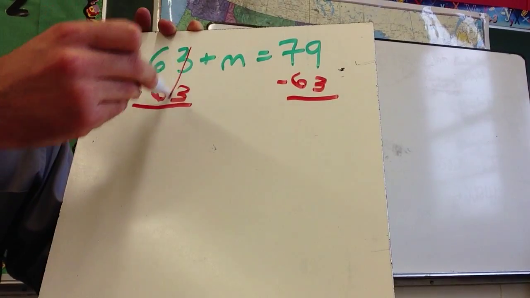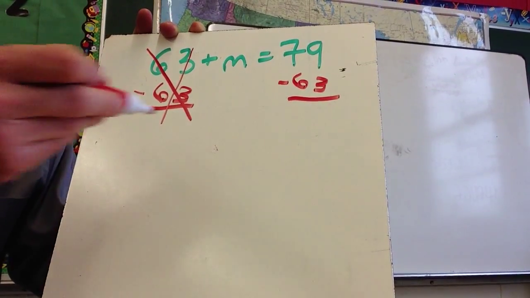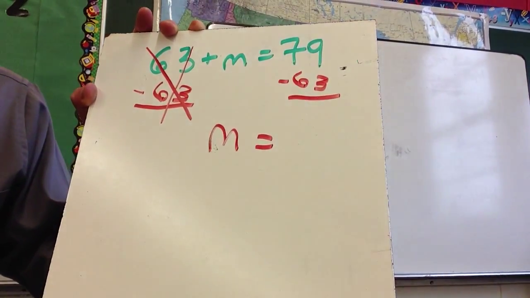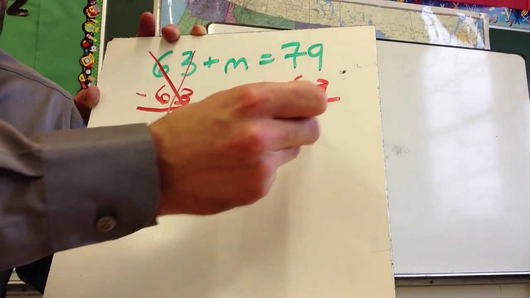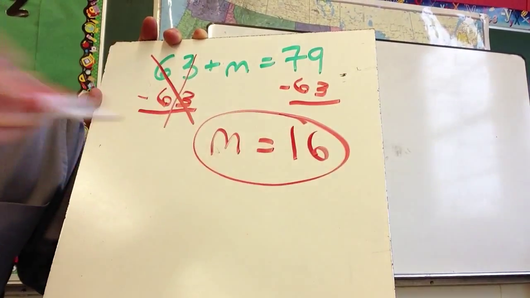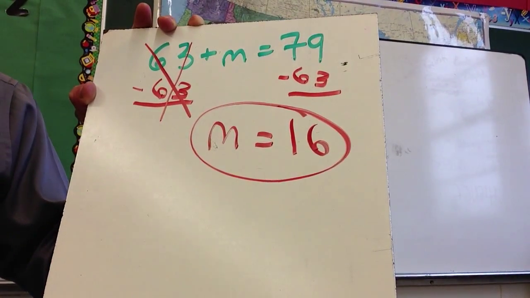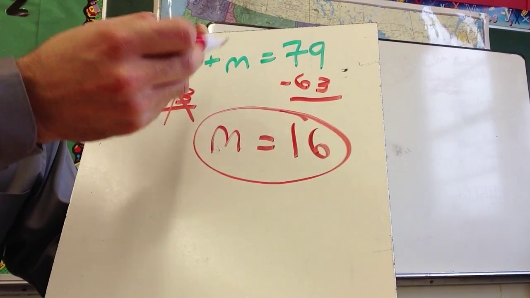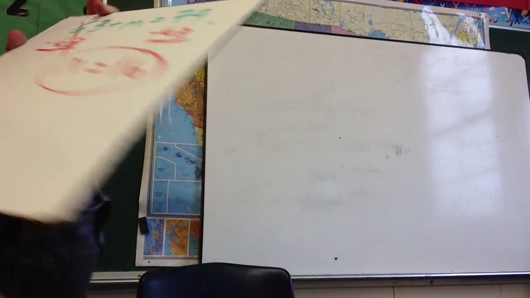63 minus 63 is 0. So those cancel out. I am left with m equals 79 minus 63. This is 16. Okay, I can take this 16, I can plug it back in here. 63 plus 16 is 79.